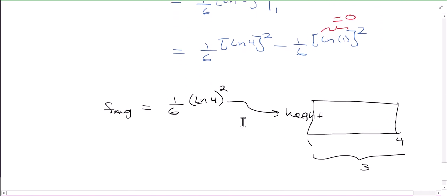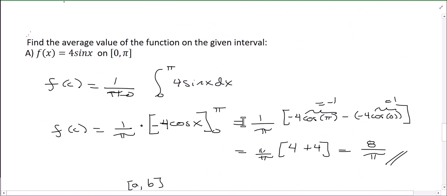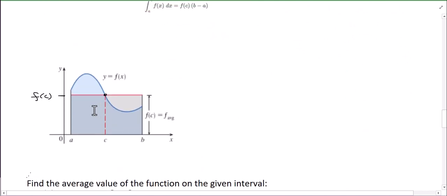All right, so that's how you do the average value of a function. So essentially what it's telling you is that the average value is the y value along the function, that if you use that y value as the height with the length of the interval, that area of that rectangle created is the same as the area between the curve and the x-axis. And so that's average value.